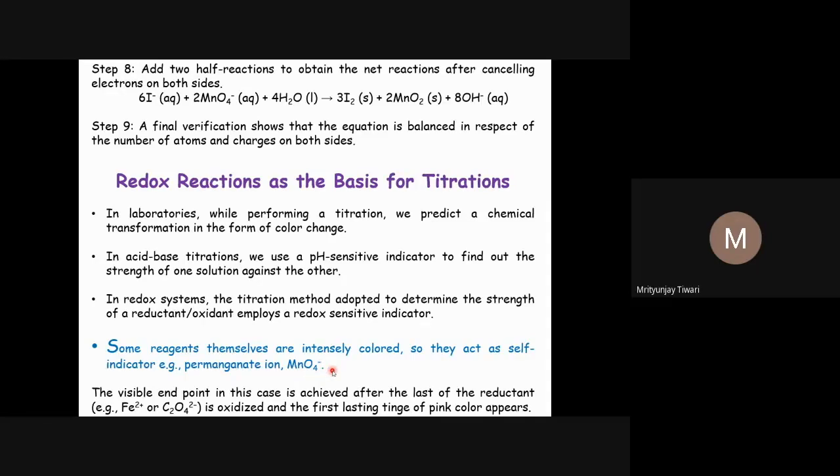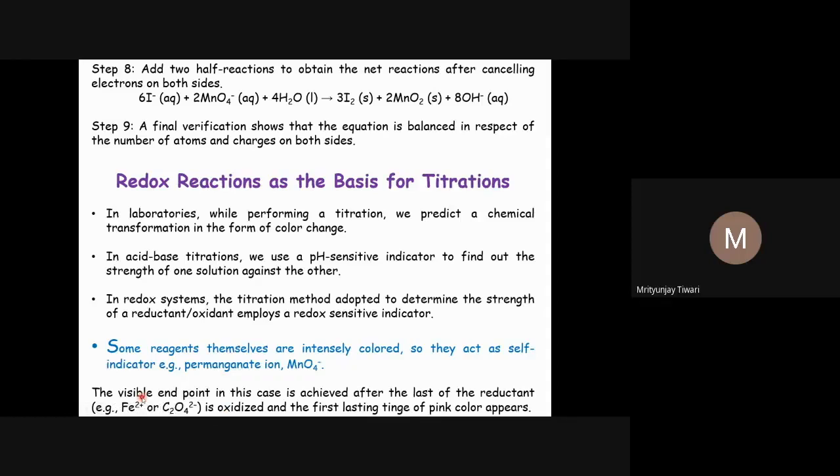And if a slight excess of MnO4 minus ion is there, even in a very small concentration, you can see the color of the solution, which was colorless initially, has now become pink because of the excess of permanganate ion. So the visible end point, in the case of permanganate ion, is achieved after the last of the reductant. And what are the reductants? Because permanganate is reduced, something which reduces it is a reductant.